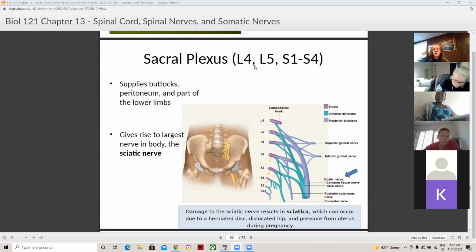Sacral plexus is L4, L5, and S1 through S4. And it's going to supply the buttocks, the peritoneum, part of the lower limbs, and give rise to the largest nerve in the body, the sciatic nerve.